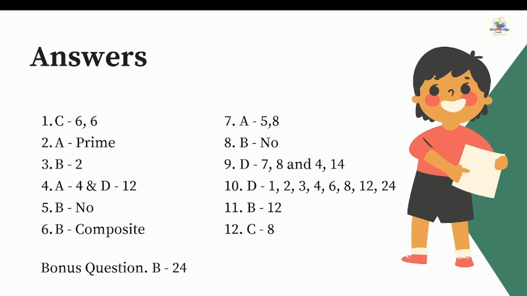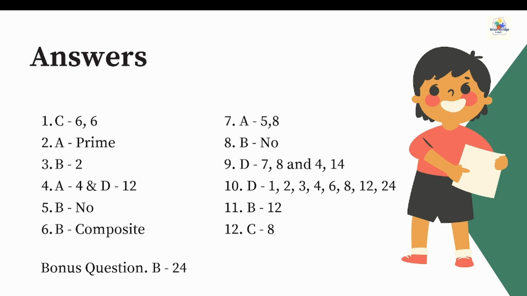Our first answer was C, 66. Second, I hope you have written it somewhere. Second, A, prime. Third, B, 2. Fourth, A, 4 and D, 12. Fifth, B, no. Sixth, C, composite. Seventh, A, 58.